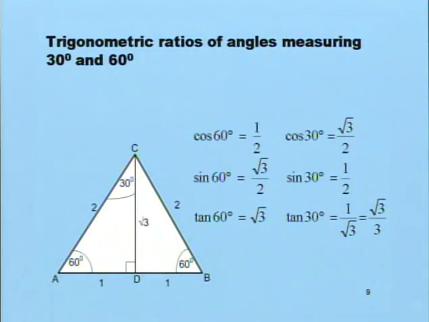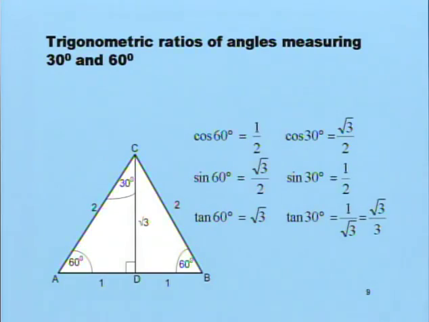Trigonometric ratios of angles measuring 30 degrees and 60 degrees. We repeat this diagram for you. We have the length of the sides of the equilateral triangle as 2 units. So when we divide the base into two equal parts, AD is equal to 1, DB is equal to 1. If we apply Pythagoras' theorem, we will find that DC or CD is equal to the square root of 3.